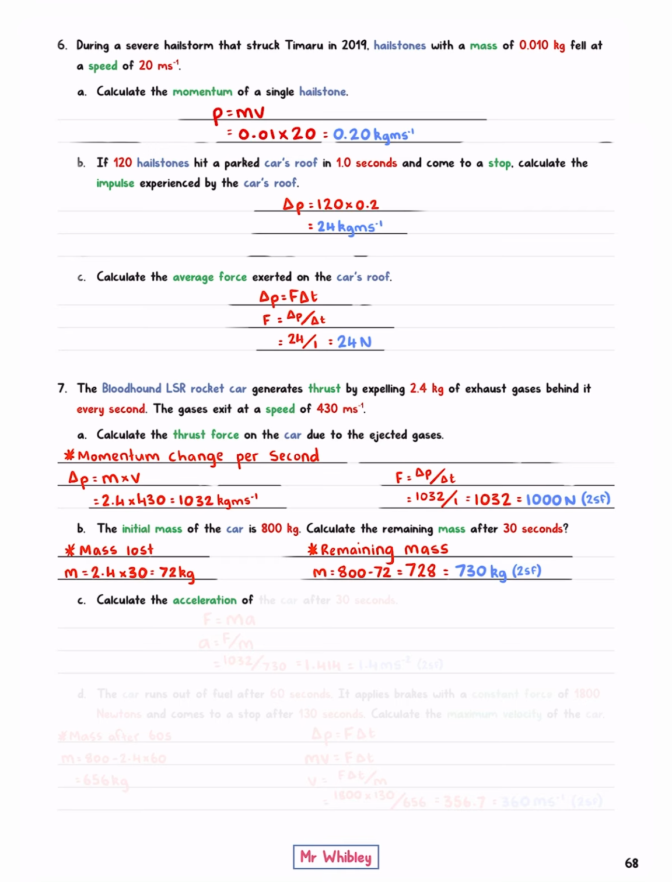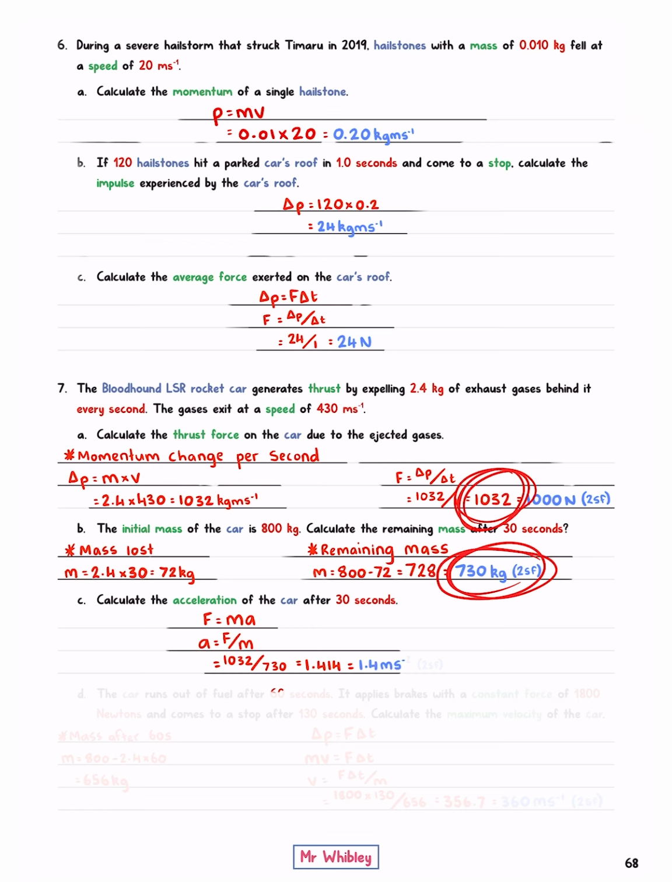Calculate the acceleration of the car after 30 seconds. We know the thrust force that the car generates, and we know the mass of the car after 30 seconds. To relate these to our acceleration, we can use F equals ma, dividing both sides by m to solve for our a. Putting our numbers in gives me 1.414 or 1.4 meters per second squared to two significant figures.